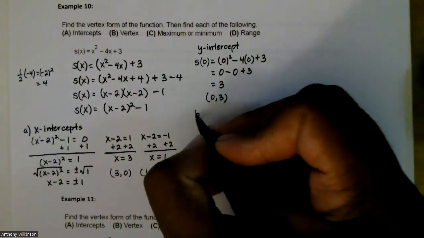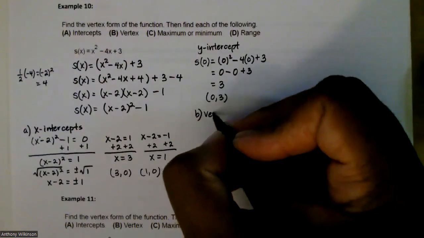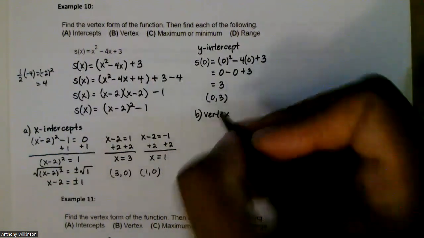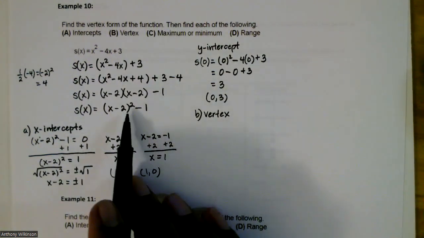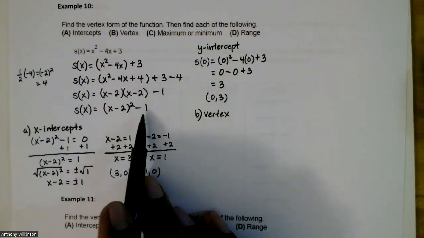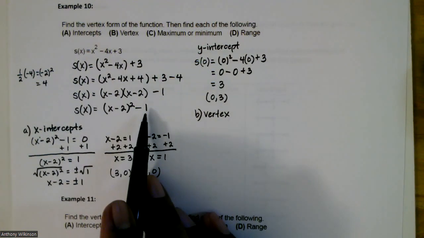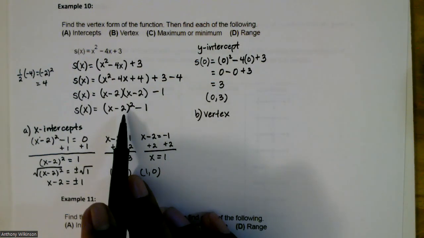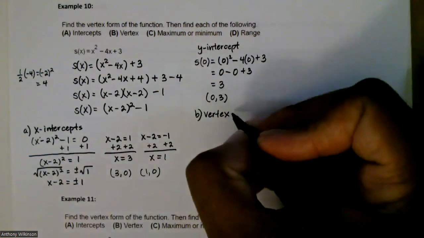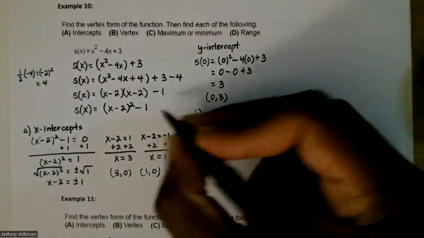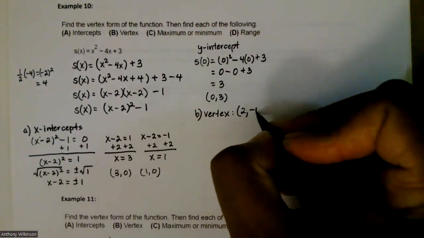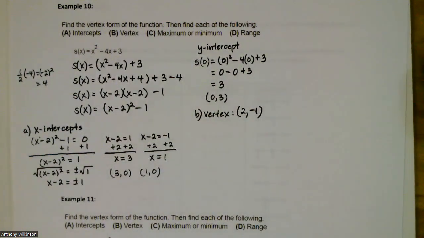Part B is your vertex. Your vertex can be identified from this vertex form right here. You take the opposite sign for your x-coordinate. It says minus 2, so it's going to be a positive 2. And we'll take the same sign for the 1, which is negative 1. So 2, negative 1 will be your vertex for that quadratic equation.